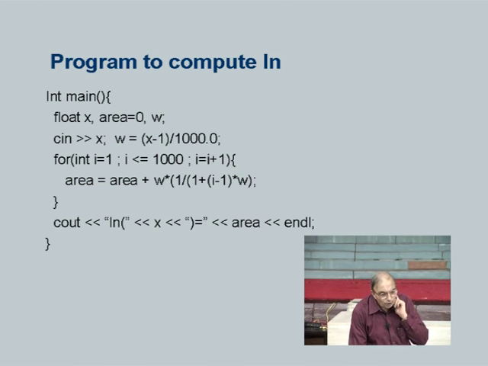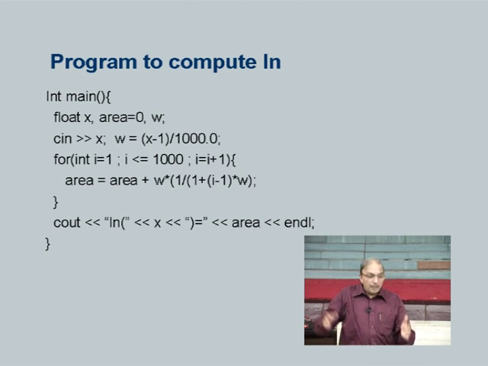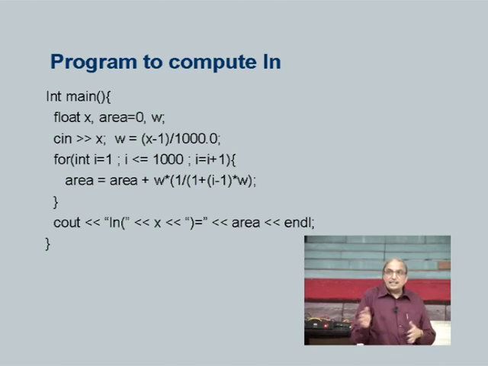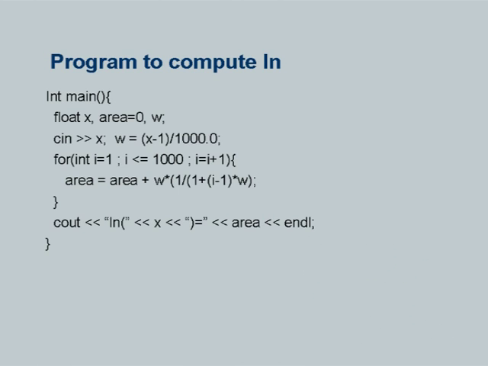And what is the action you want to do? Calculate the area of the ith rectangle, which is W multiplied by this height, and add it to the already existing area. So area is actually a moving sum. Initially, I start with area equal to 0. Then I add the area of the first rectangle, second rectangle, etc., and all 1,000 rectangles, I will get the final value. Is that clear?